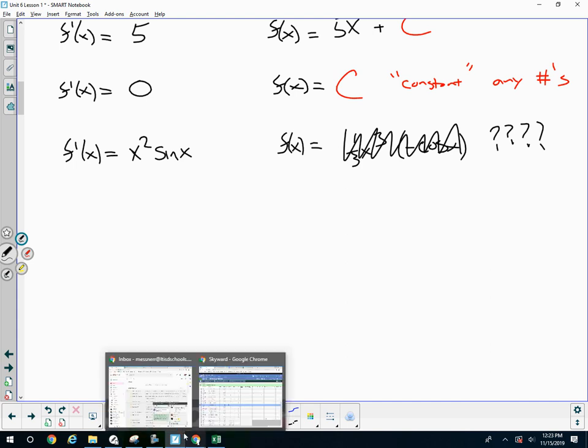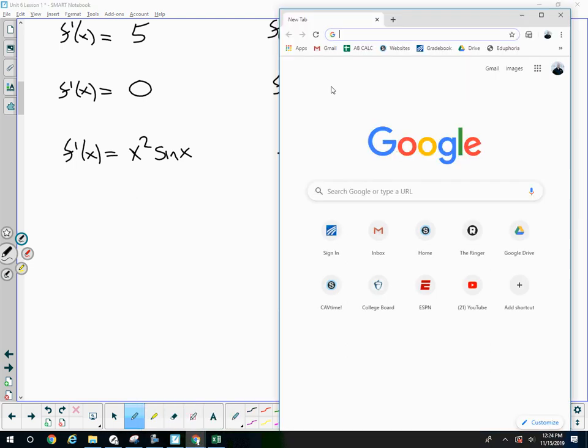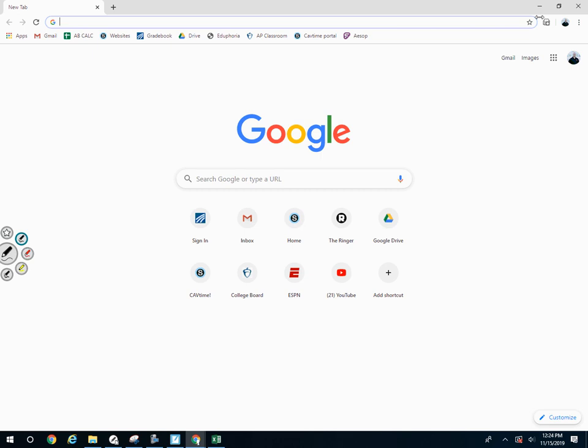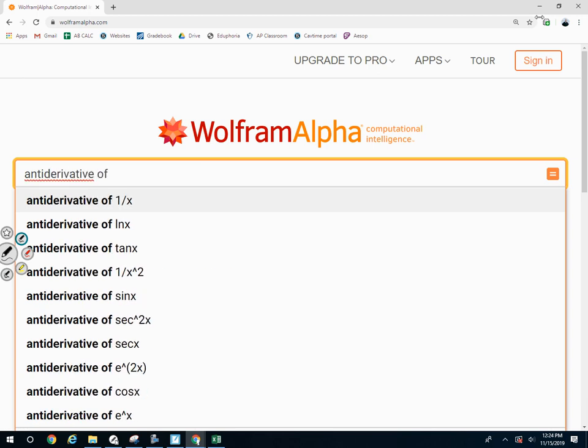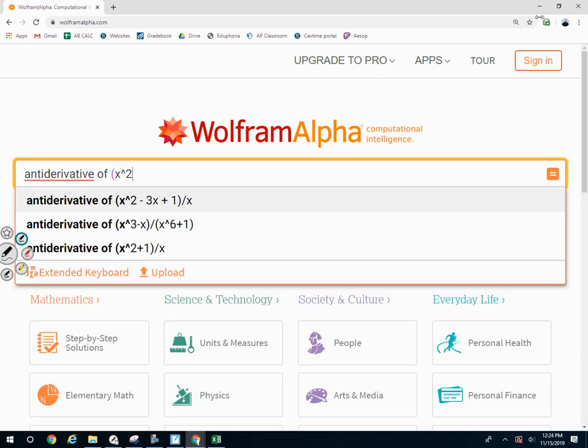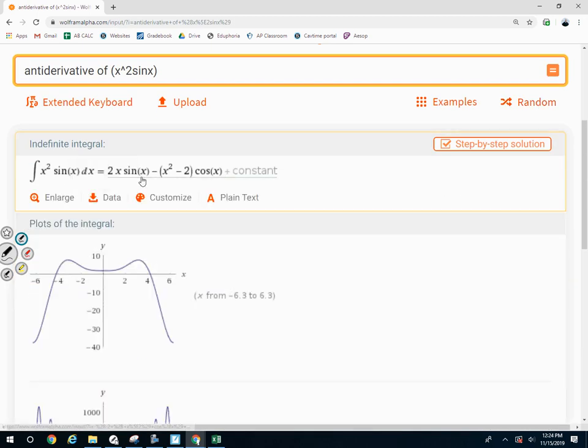Antiderivatives are not as easy as derivatives. Hold on, let me freeze. Actually, that's not going to work. I'll just open up Wolfram right away. Watch. Let's go to Wolfram. Antiderivative of x squared sine x. It is actually 2x sine x minus x squared minus 2 cos x plus a constant. Would you have ever guessed that it was going to be that?